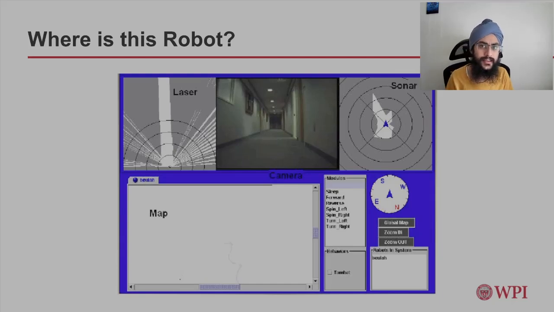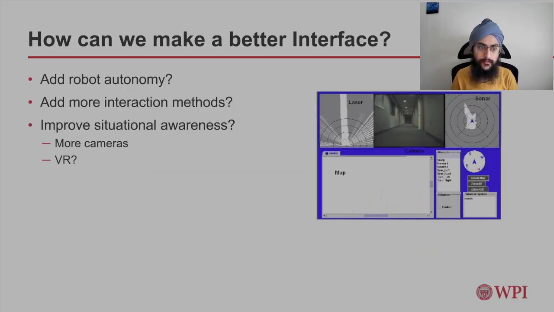But it seems like we had to do a lot of work to put all the pieces of information together. And so there should be a way to make that a little bit easier, to make a better interface. And so let's look at some of the things we could do.